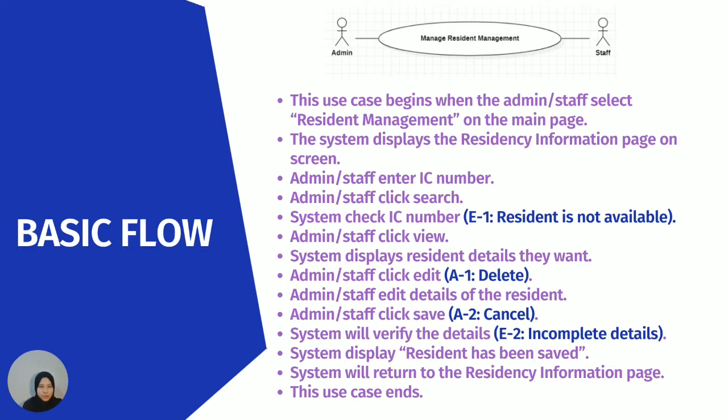If it is not available, it will display resident is not available. Next, admin or staff click view and system displays resident details they want. Admin or staff click edit. The alternative flow is delete. Admin or staff edit details of the resident. Admin or staff click save. If they do not want it, admin or staff can click cancel for the alternative flow.